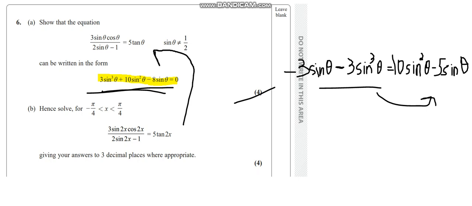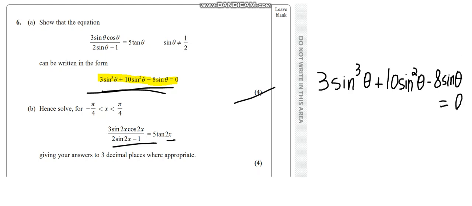There you go, and we could have solved it to give 3 sin cubed theta plus 10 sin squared theta minus 8 sin theta is equal to 0. We'll use that equation, but the foremost thing here is that x is the double angle. So double angle is being used here everywhere, so we have to take that into consideration. We can eventually see that our equation 3 sin cubed theta plus 10 sin squared theta minus 8 sin theta is equal to 0. And it is set to 0.